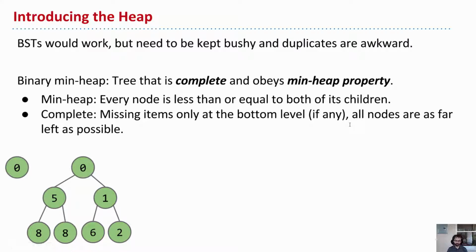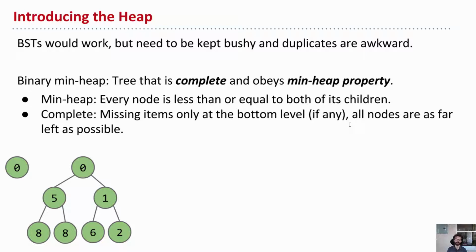While a BST would work for the purposes of implementing a priority queue, they're bad in some ways because you have to keep them bushy, which is annoying, and also handling duplicates is awkward. So what we're going to do instead is introduce a new type of tree that's going to have two properties. The binary min heap is going to be a binary tree that is complete and also obeys the so-called min heap property.